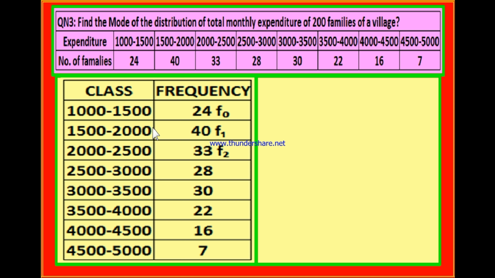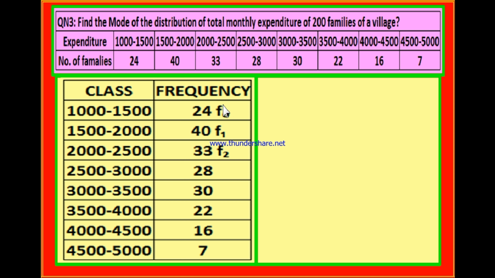And at the same time, the lower boundary of the modal class, I already told you this is the modal class. The lower boundary of the modal class is called L. Here the lower boundary is 1500. Therefore, L is equal to 1500. Once you know all these values, then you can go for the formula to find mode.